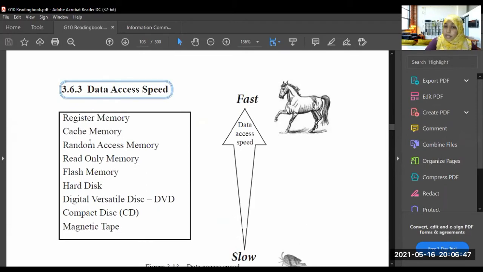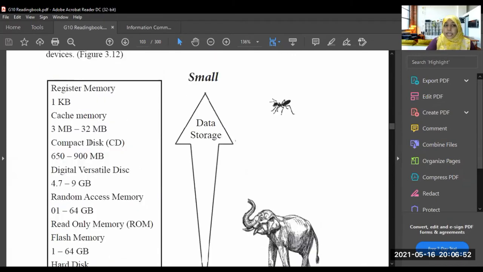So register memory, we can access it fast. Why? Because the capacity of the register memory is smaller. So when you access the register memory, you can access it very fast. Understood? When comparing the access of the hard disk and the register memory, the very fast access is to the register memory, because the register memory's capacity is smaller.